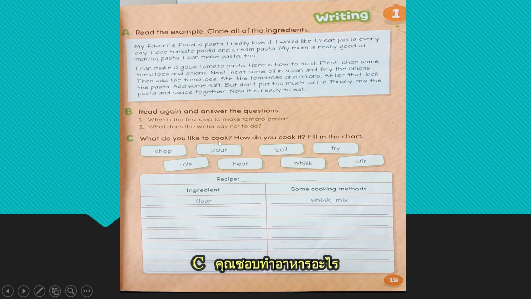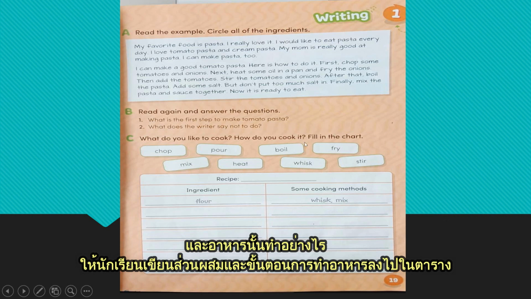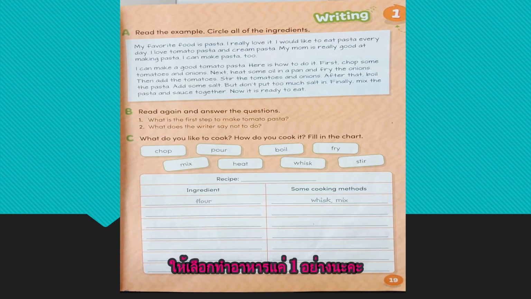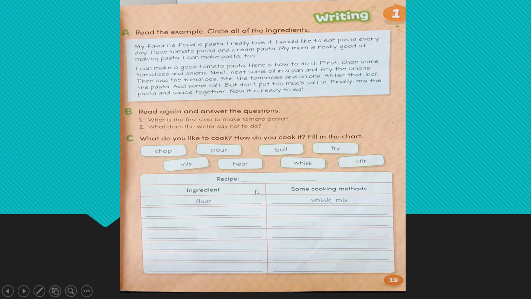Letter C, what do you like to cook? How do you cook it? Fill in the chart. These are the verbs that you have to use. You have to write your own recipe, the food that you can cook, or the food that you want to cook. Here you write the ingredients, and then you write here the method.